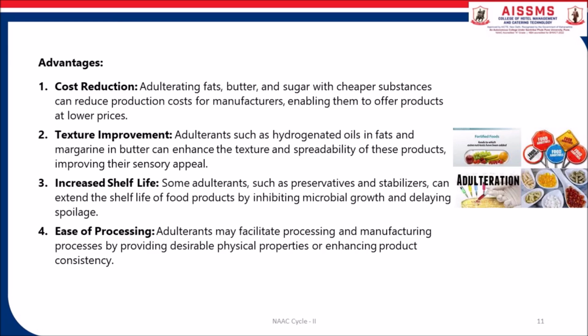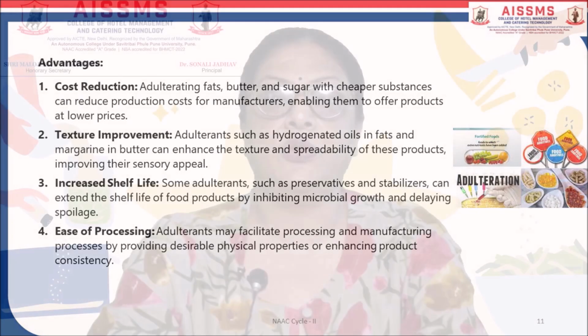Number 3, increased shelf life. Some adulterants such as preservatives and stabilizers can extend the shelf life of food products by inhibiting microbial growth and delaying spoilage. Number 4, ease of processing. Adulterants may facilitate the manufacturing process by providing desirable physical properties or enhancing product consistency. Further going down, let us see some of the disadvantages.